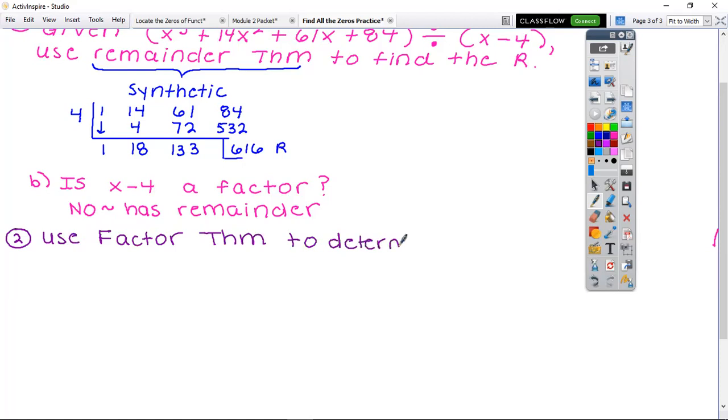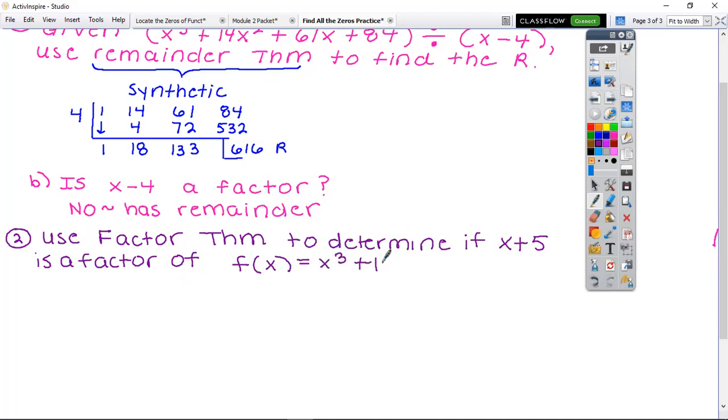if x plus 5 is a factor of, and let's go f of x equal to x cubed plus 10x squared plus 19x minus 30. So you're going to require a calculator for this.